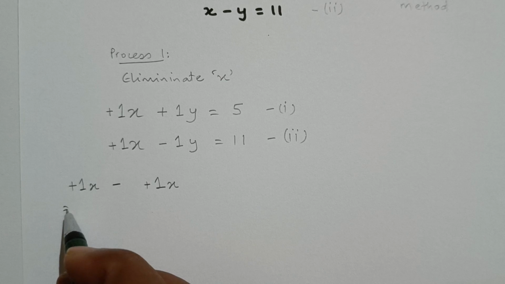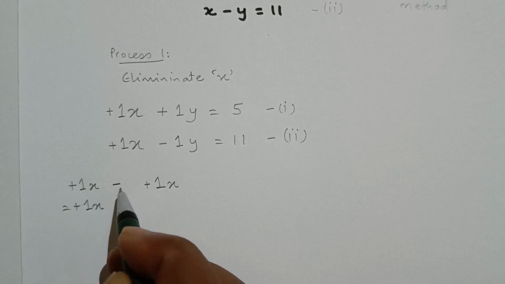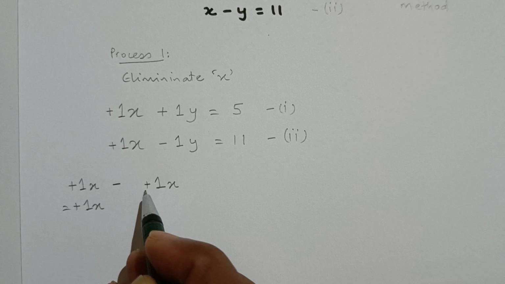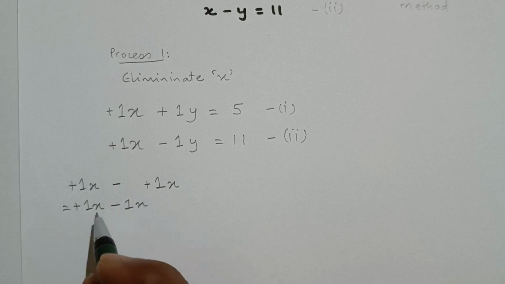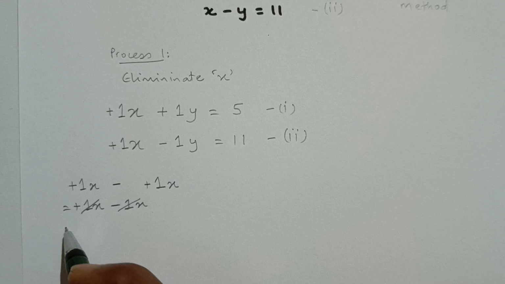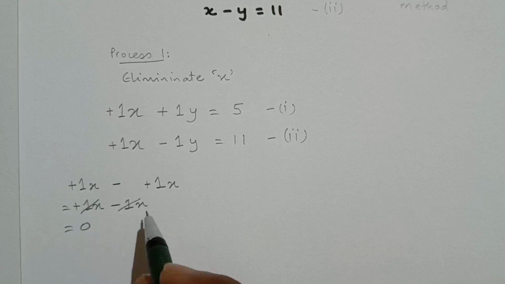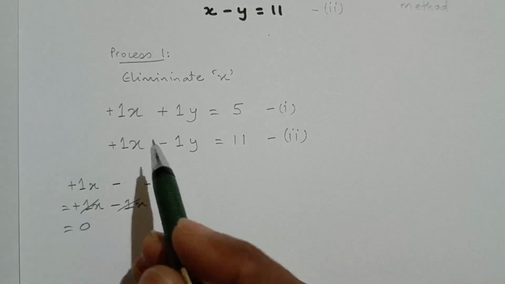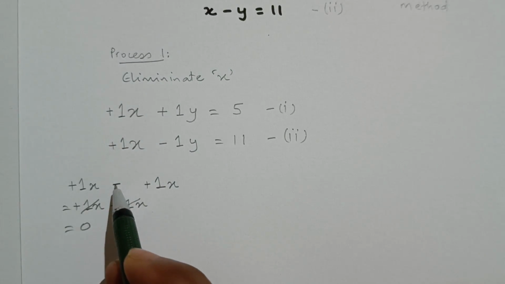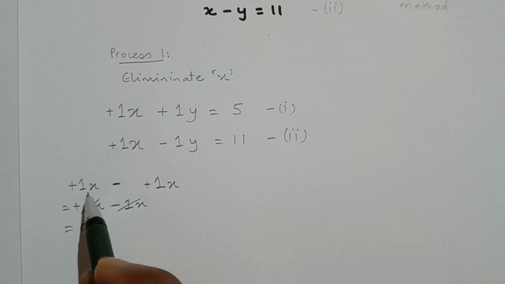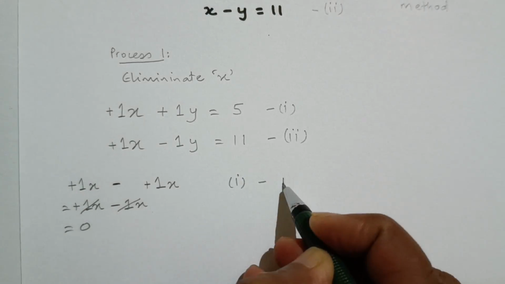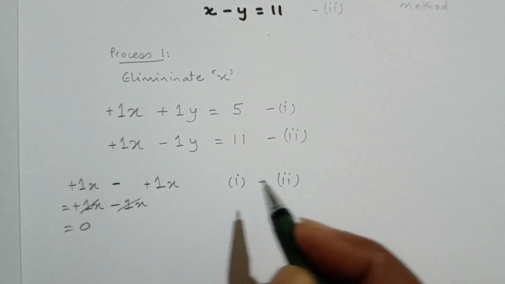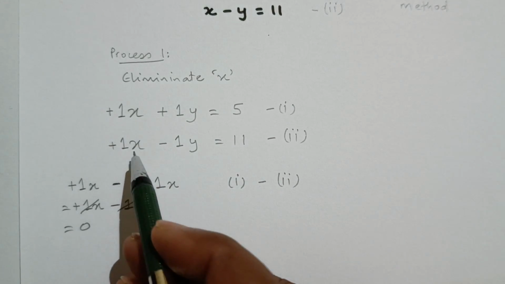You can check it. Plus 1x minus plus 1x. Minus multiplied to plus is minus. So minus 1x. So plus 1x minus 1x will cancel and it becomes 0. So we can eliminate x. To eliminate x, what we have done is subtraction, equation 1 minus equation 2. If we do this, we can eliminate the variable x.